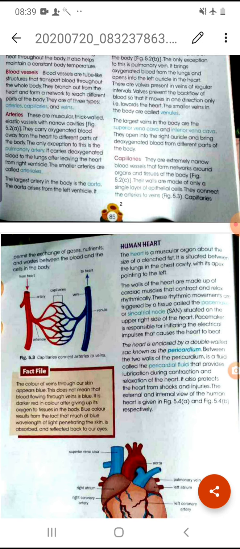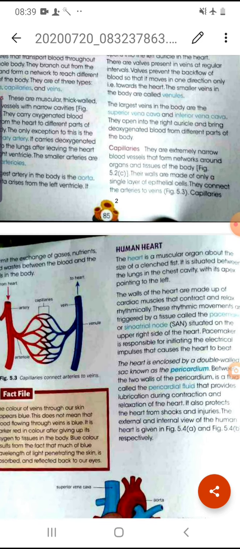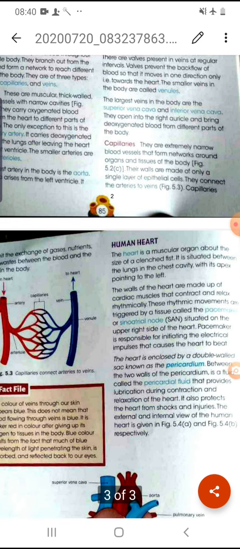That form an extensive network. They form a network around the organs and the tissues of our body. The walls of the capillaries are made of a single layer of epithelial cells. Okay, so the walls of the capillaries are made up of a single layer of epithelial cells.